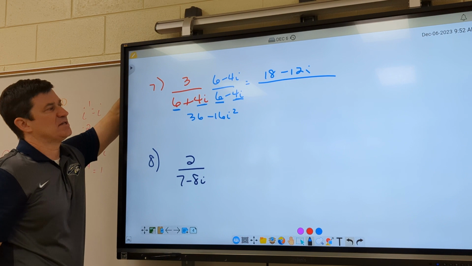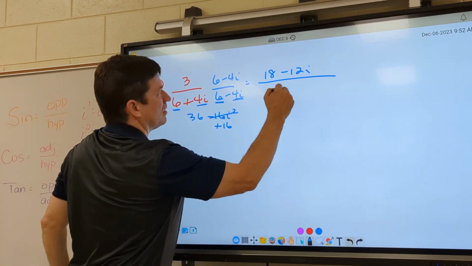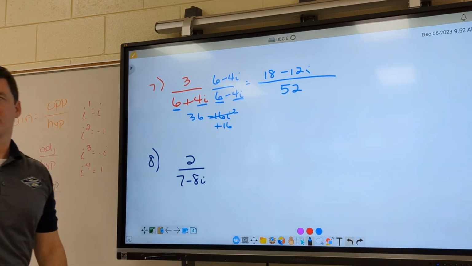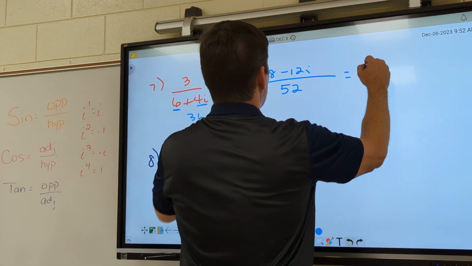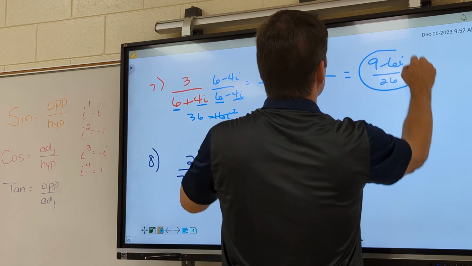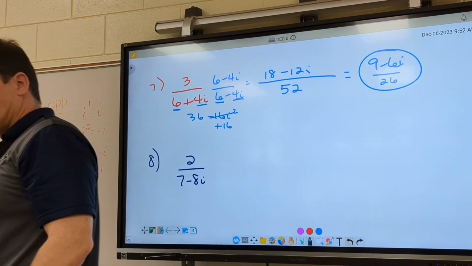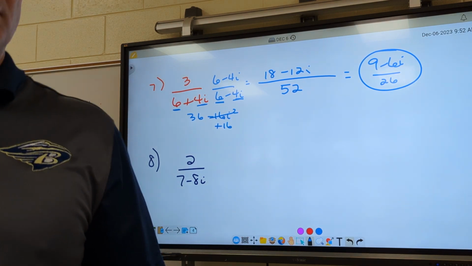All right, so minus 16i squared is going to turn into a plus 16. All right, somebody check my answer on that. Does that look right? All right, what do we divide everything by on this one? 2. The final answer is going to be 9 minus 6i over 26. All right, 8 should be just like 7. Y'all can do that one.